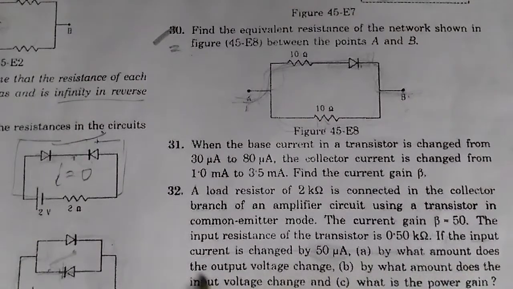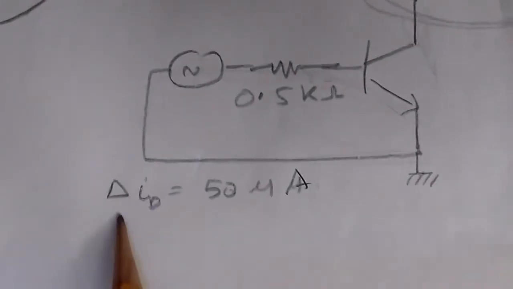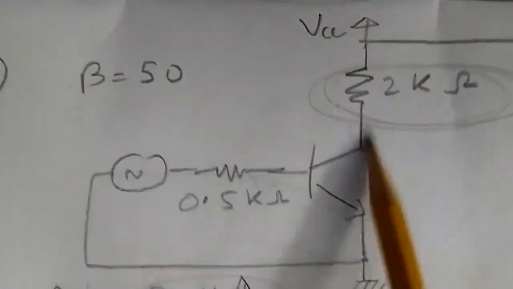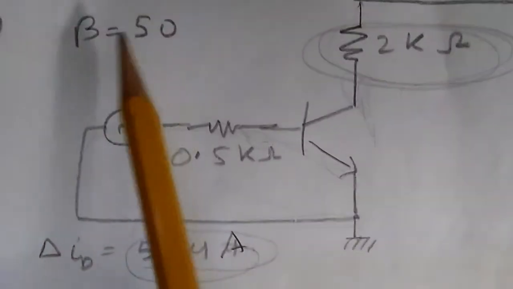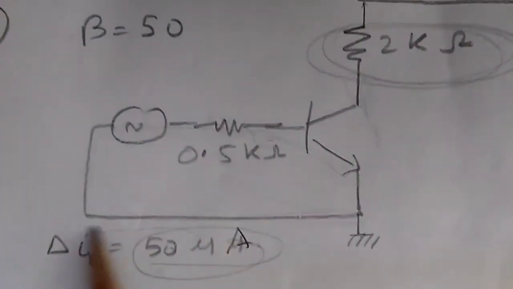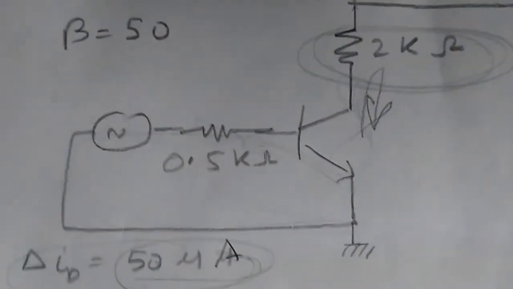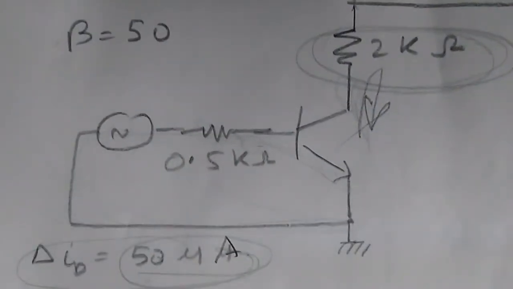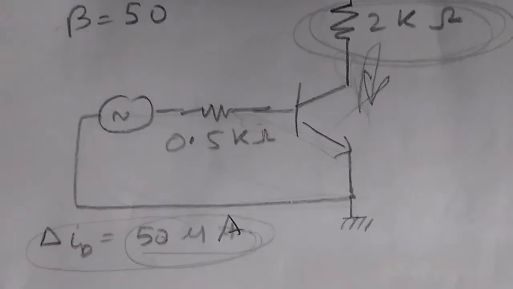By what amount does the output voltage change? We need to find out. If delta IB is 50 microampere, what will be the change in the output voltage? It is asking about the change in the output voltage. So first, from this beta and the change in the input current, we will find the change in the collector current. And for this, we have this formula which gives the change in the collector current with respect to the base current.